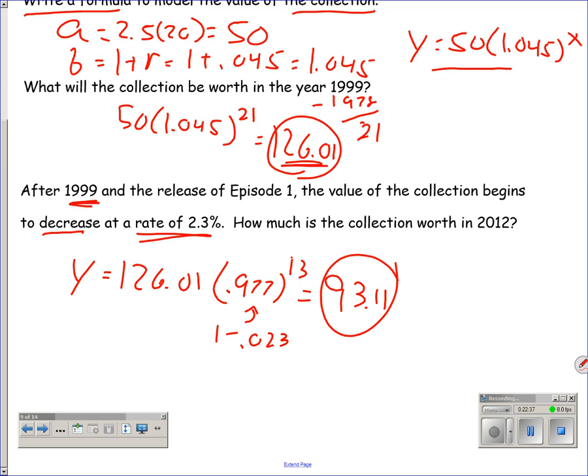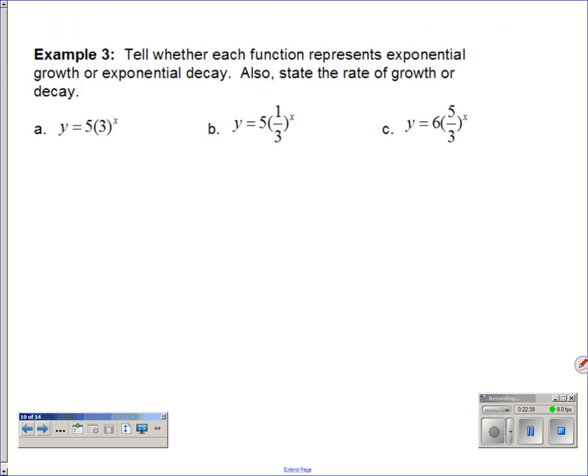All right. Okay, this problem right here. This shows up sometimes, and it's not supposed to be hard. It's just to help you understand, to be able to read and interpret these things. It says tell whether each function represents exponential growth or decay, and then state the rate of growth or decay. So it's asking to identify what type of equation we have and then find that R value. So let's look at A. 5 times 3 to the x power. Growth, right?